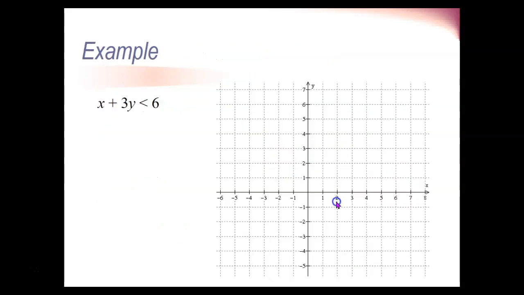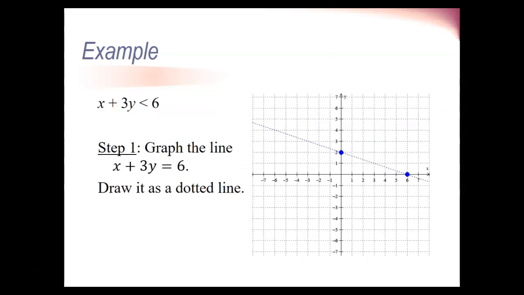Okay, now some examples. x + 3y < 6. Step 1 is to graph the line where x + 3y = 6. If I use the intercepts method, when x is 0, 3y = 6, so y = 2. That gives me the point (0, 2). If y is 0, x = 6. That gives me the point (6, 0).